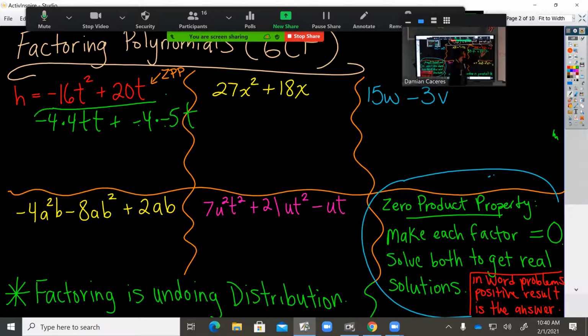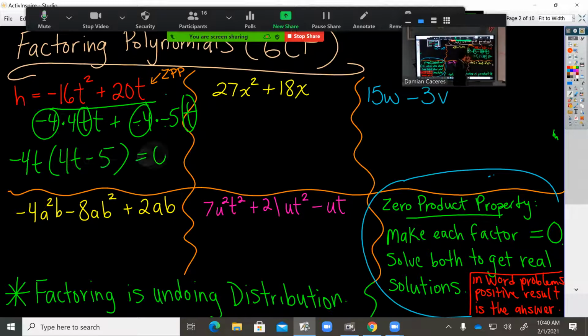Now, what do they have in common? Negative 4 and a t. So that means my two factors are going to be negative 4t and 4t minus 5. You with me?